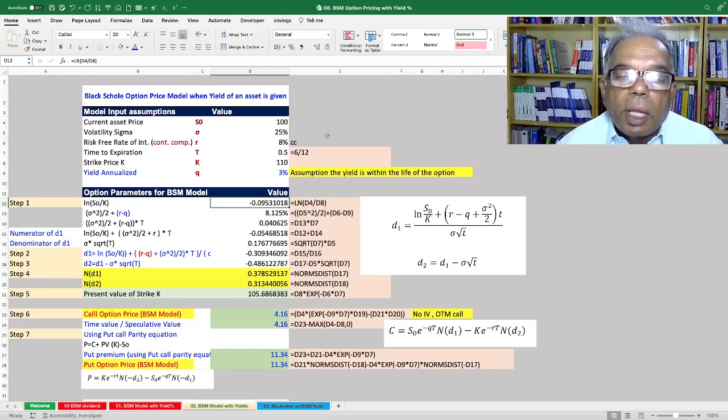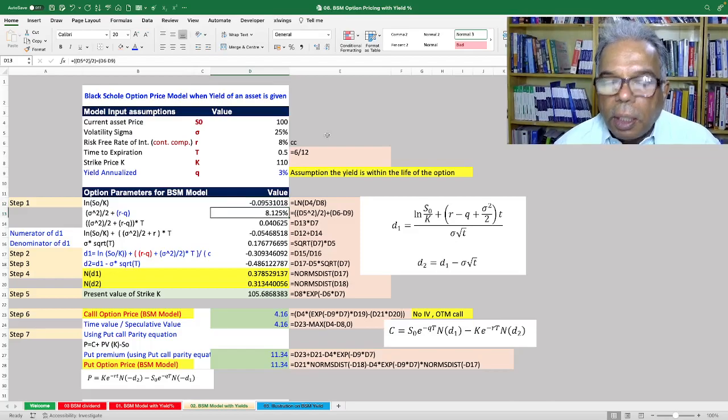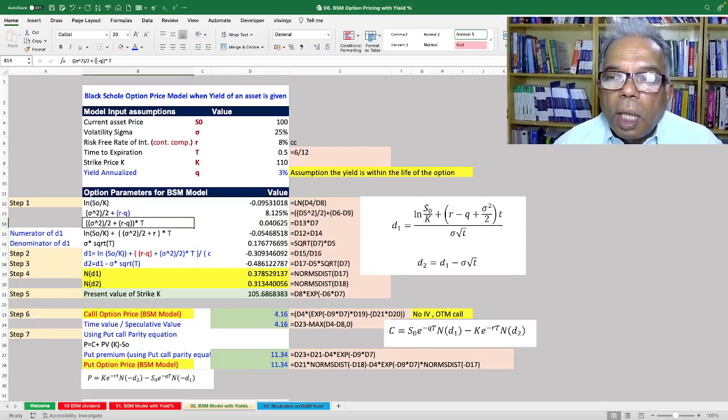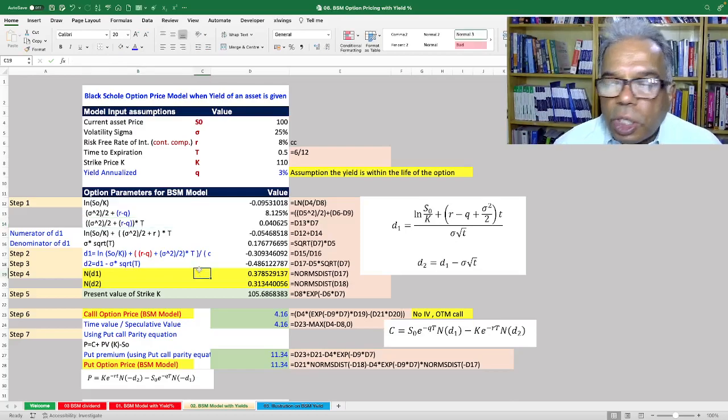First we calculate the numerator of D1, that is the ln of S divided by K, and then R minus Q. Here comes the modification when you calculate D1. You have to calculate R minus Q, that means instead of the risk-free rate of interest plus half the variance, times time, divided by sigma times the square root of time, we subtract the yield from the risk-free rate of interest. This is one important change that we need to make when you calculate D1.